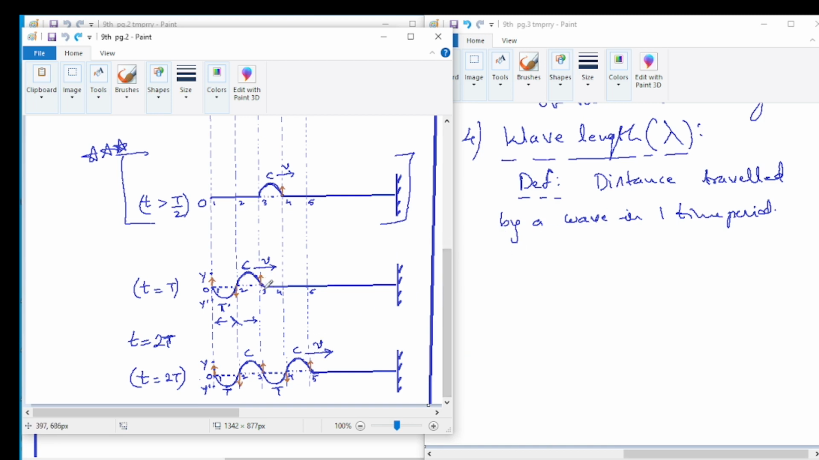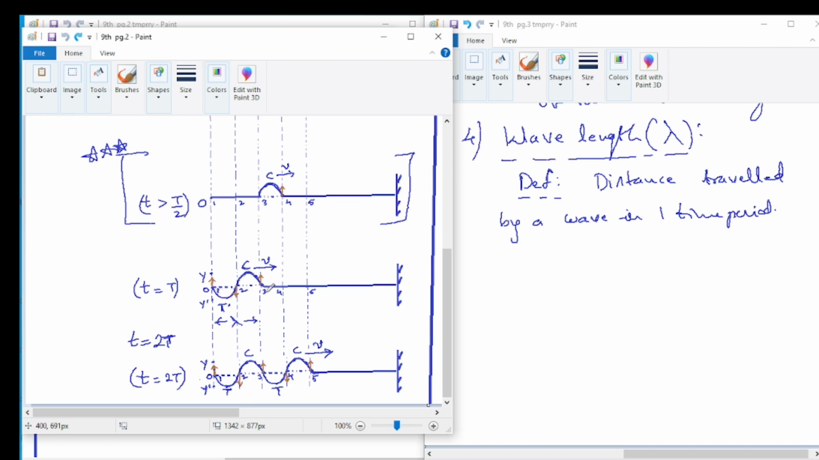Now here you see, what is this distance? We have already seen that it's equal to the wavelength. So even from this definition, what is the wavelength here? It's the distance between the two ends of the wave. This is called one complete wave, one crest and one trough. We have already seen that it's one complete wave.